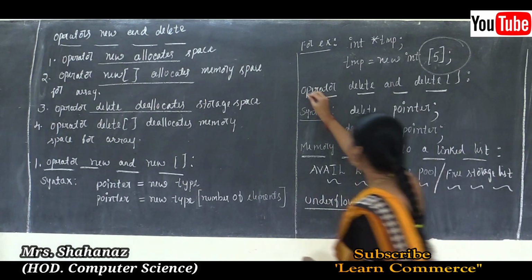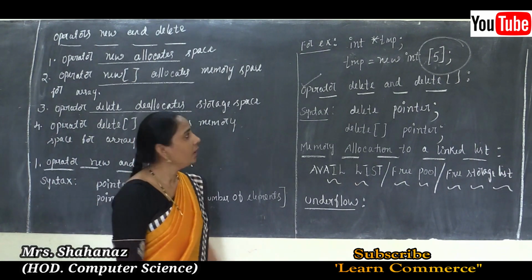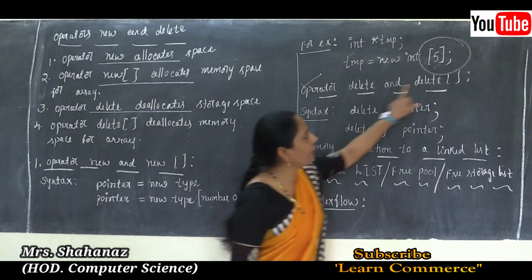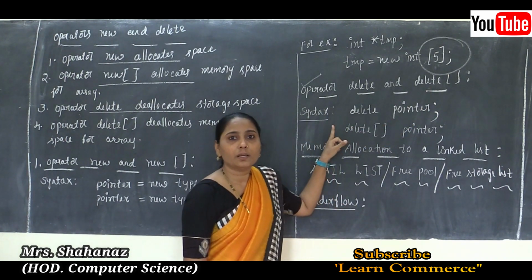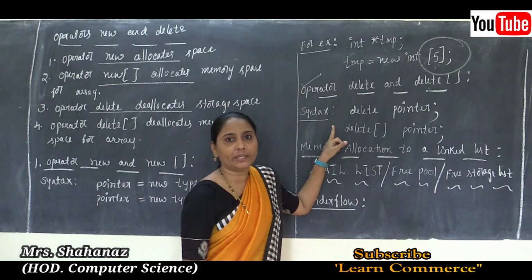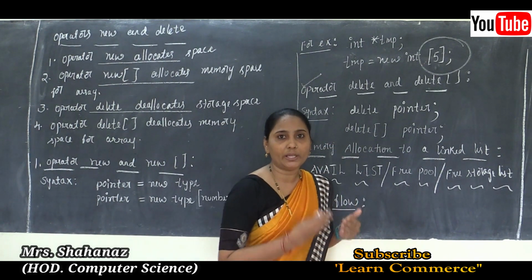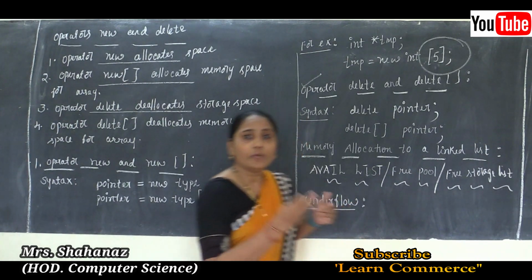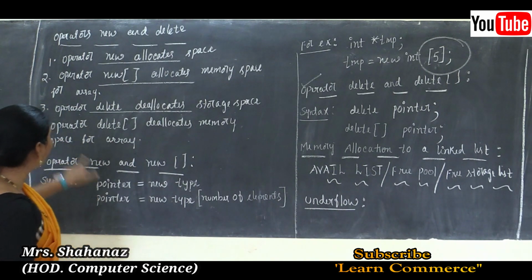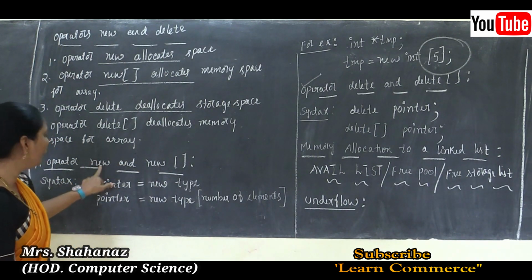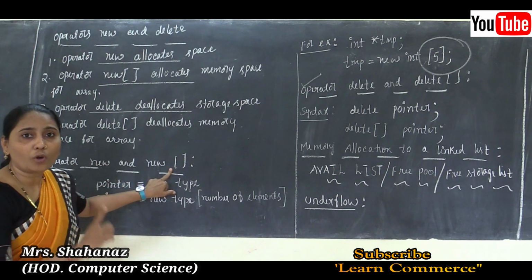Now let's see the next thing, our operator delete and delete size. In most cases the dynamic memory is allocated. That means if you want any dynamic memory, if you want to add some memory into the linked list, which operator do we use? The operator is new and new size. New is used for a single element, new size for a block of elements.